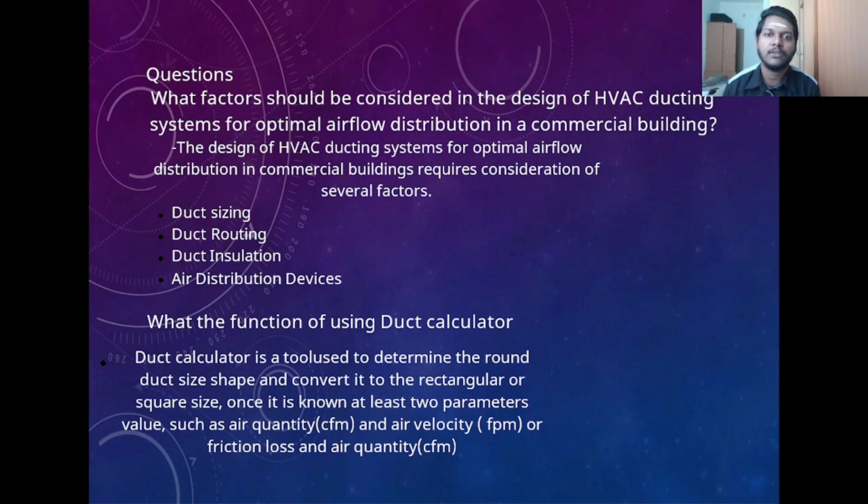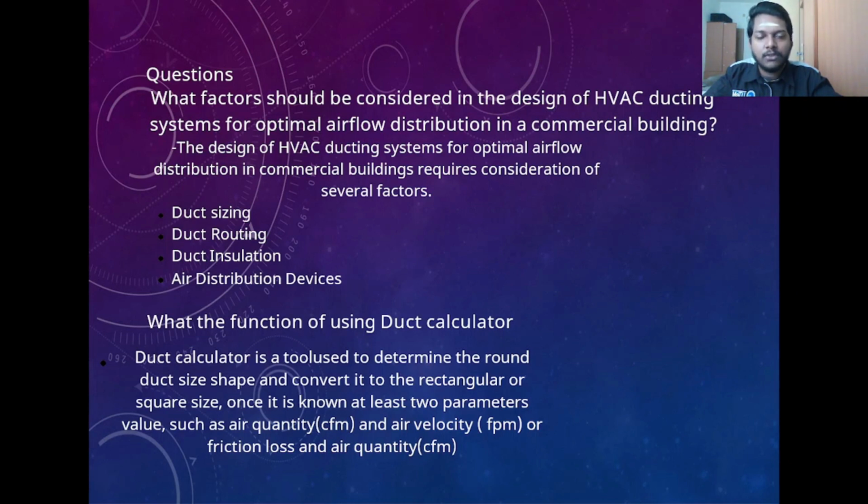Question number 1. What factors should be considered in the design of an HVAC ducting system for optimal airflow distribution in a commercial building? The design of an HVAC ducting system for optimal airflow distribution in commercial buildings requires consideration of several factors, which are duct sizing, determining the appropriate size and dimension of air ducts. Duct routing is the process of planning and designing the path that air ducts will take throughout a building.